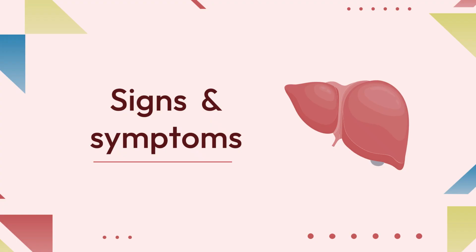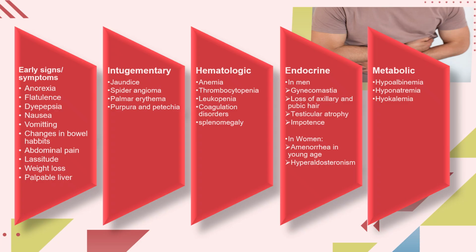Signs and symptoms are very important, and as I always say, always classify your signs and symptoms system-wise, which will always earn you more marks. Number one is the early signs and symptoms. The patient for a couple of months may complain of anorexia, bloating, flatulence, dyspepsia, nausea, vomiting, changes in bowel habits, that is, episodes of diarrhea with vomiting or diarrhea with constipation, and abdominal pain, lassitude, weight loss, and a palpable liver on examination. Under integumentary, we have jaundice.